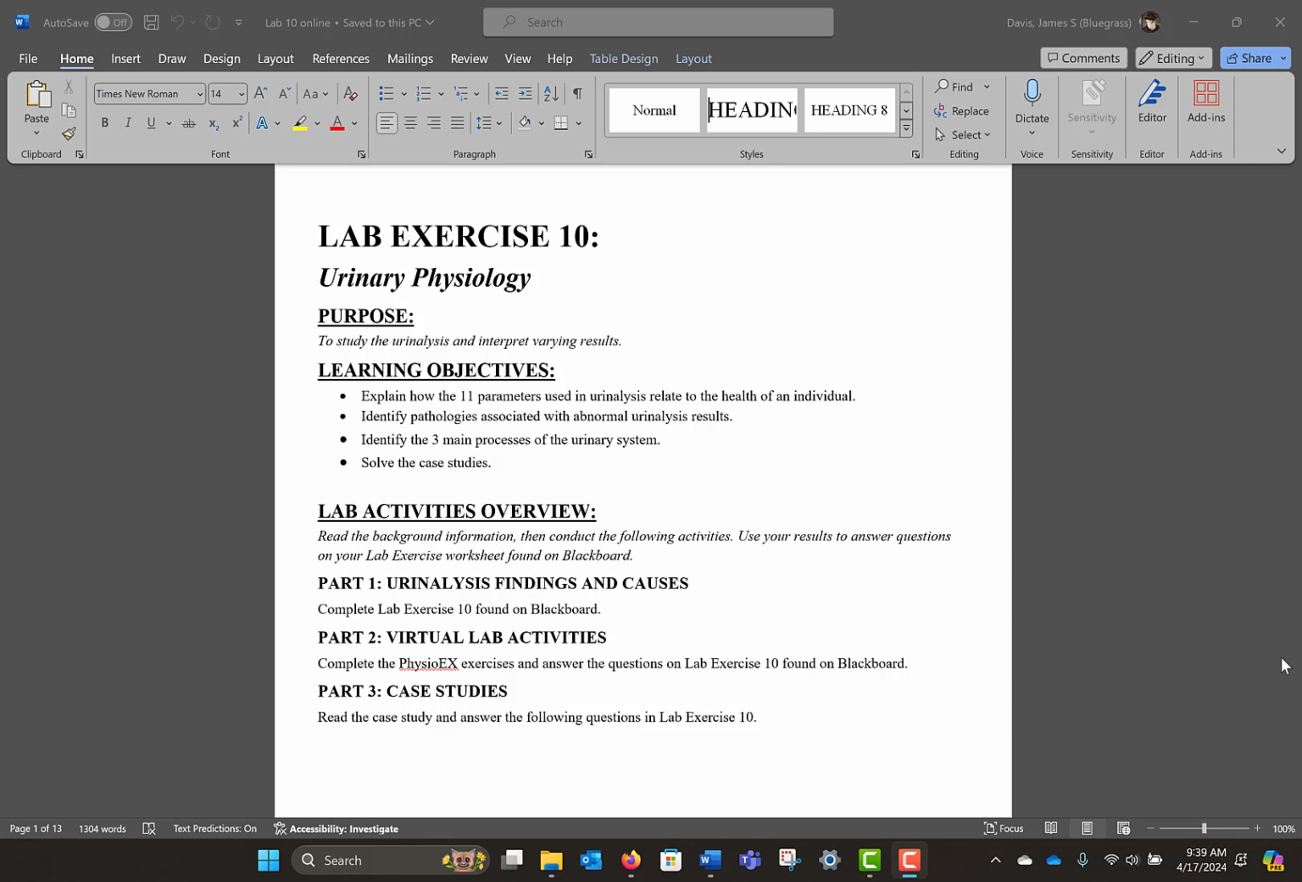Hi everyone. This is just a quick walkthrough of lab exercise 10 to get you oriented and ready to do the last exercise of Bio 139 lab. This is the urinary physiology.